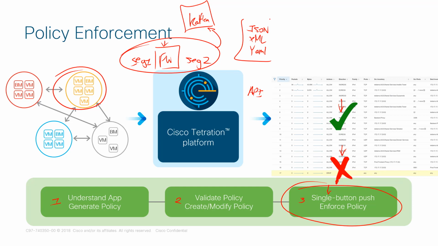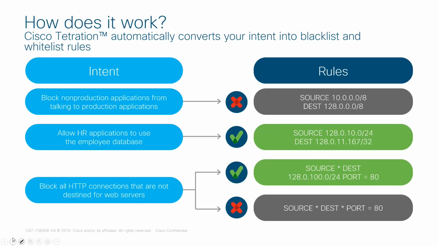So you can take our policies, download them, export them from Tetration, and normalize them in any way that makes sense for you and your organization. Then you can go ahead and enforce them any way that you like. Of course, the real easy way is just hitting the big green button within Tetration to say, enforce me now. Now, how does this actually work?